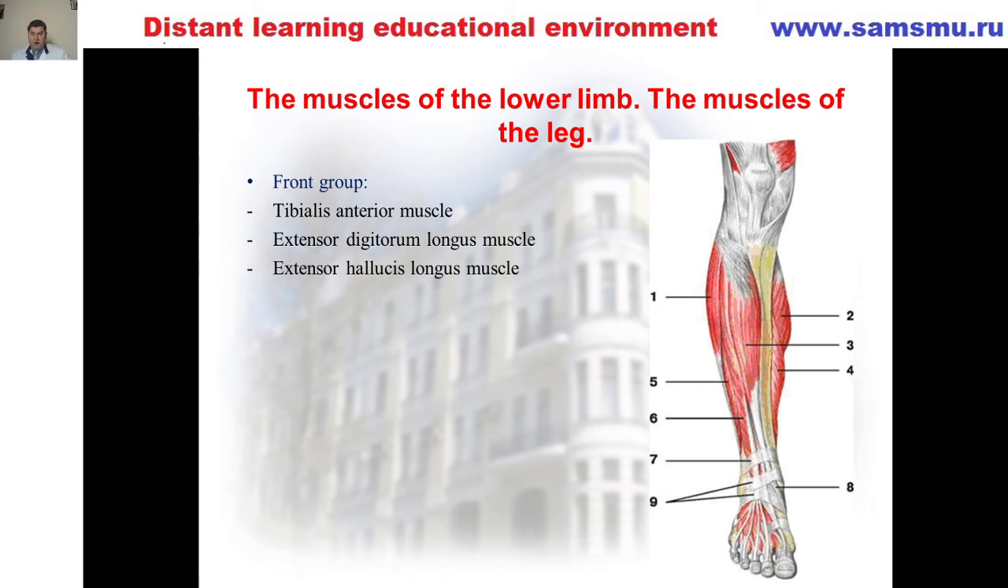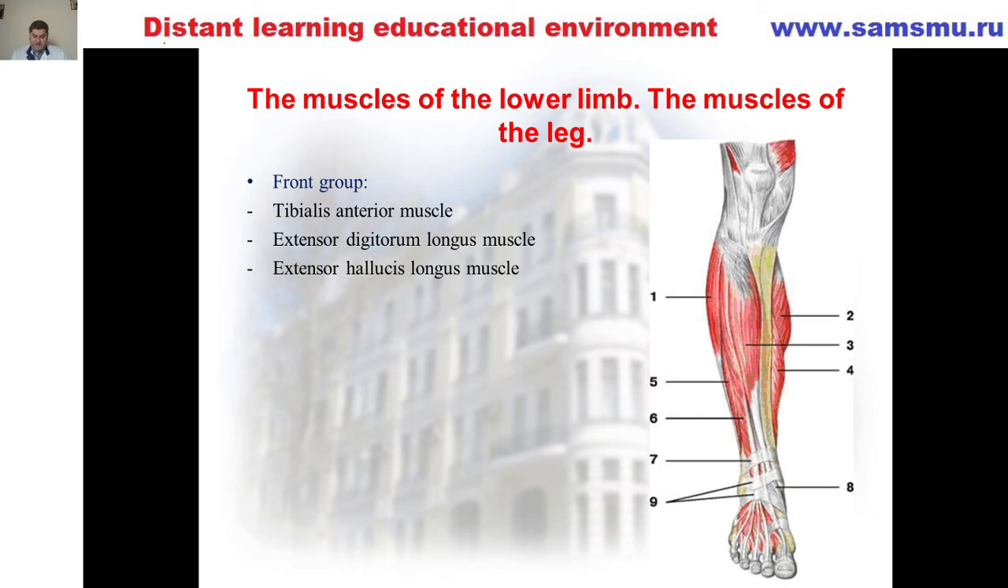So first we'll talk about anterior group. You may see there are three muscles, and also you can see these muscles on the picture. The tibialis anterior muscle lies medially to all the other muscles and is the strongest in this group. It arises on the lateral condyle and the proximal two-thirds of the lateral surface of the tibia and from the interosseous membrane and the crural fascia.